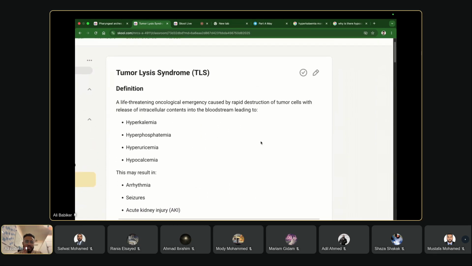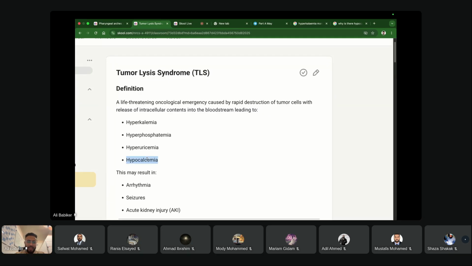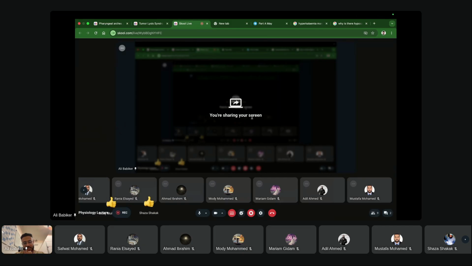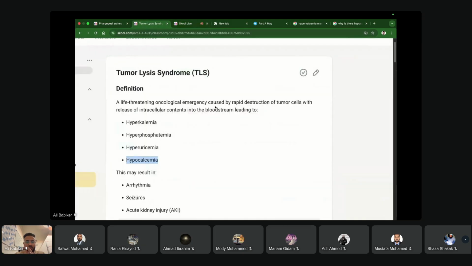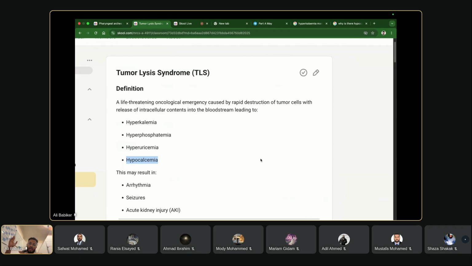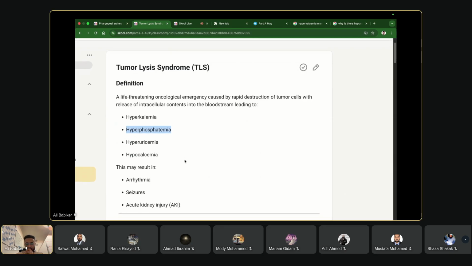Tumour Lysis syndrome is a life-threatening oncological emergency caused by rapid destruction of tumor cells with release of intracellular content into the bloodstream. This will lead to hyperkalemia, hyperphosphatemia, hyperuricemia and hypocalcemia. Why hypocalcemia? Same mechanism we just mentioned, right? The hypocalcemia will be due to the calcium coming inside the cell for the apoptosis and the necrosis, and also the phosphate that left the cell will bind to the calcium, and this will lead to hypocalcemia.